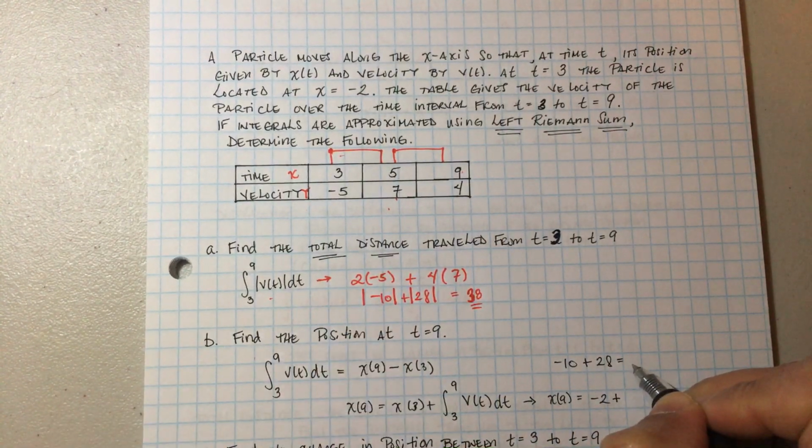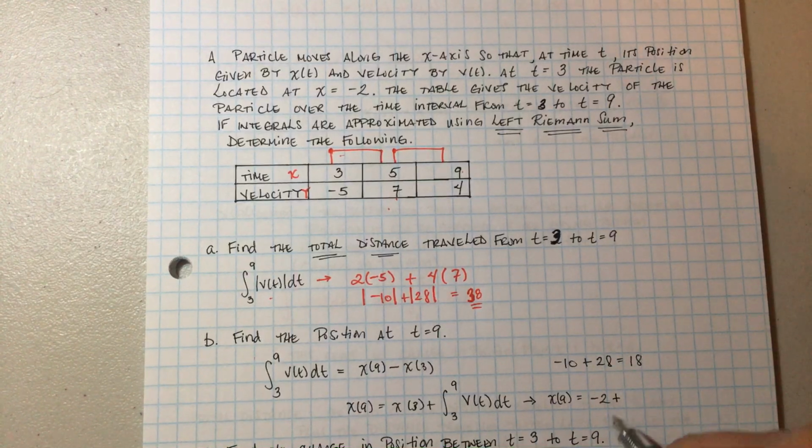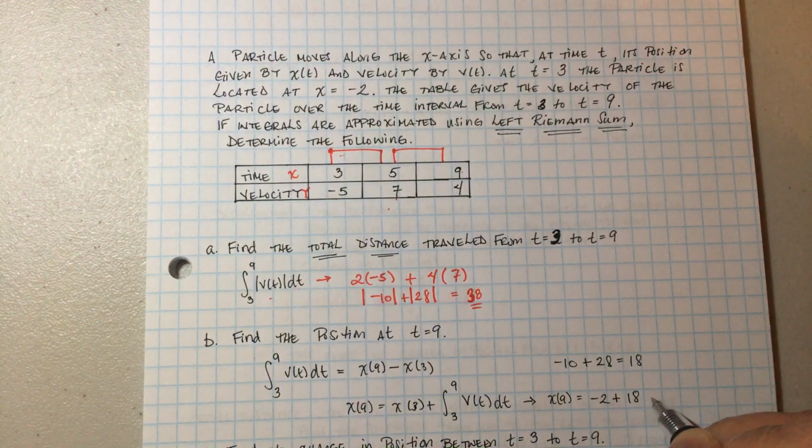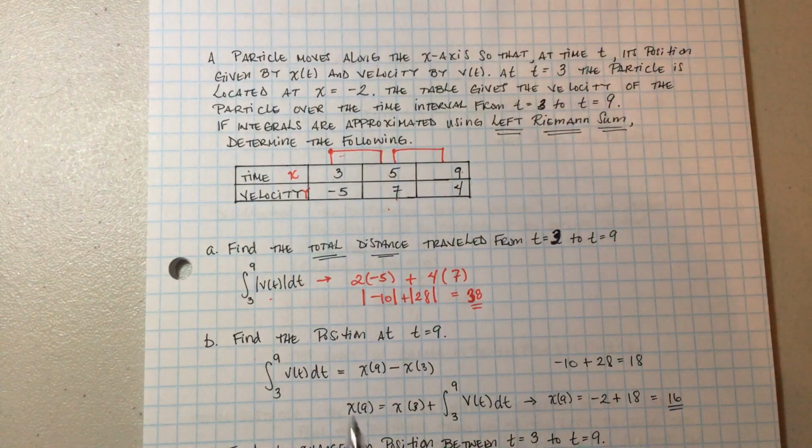Which is going to give us 18. So now we're going to add -2 plus 18, and that's going to give us 16. So the position at t equals 9 for this particle is going to be at x equals 16.